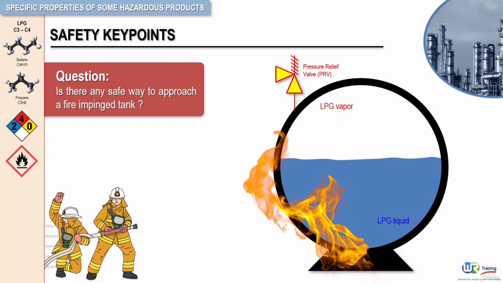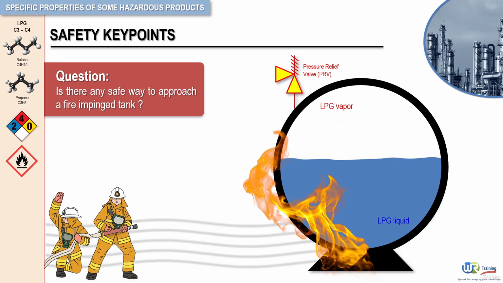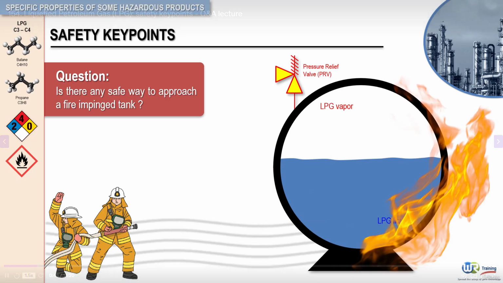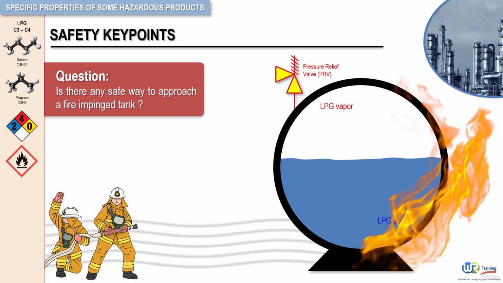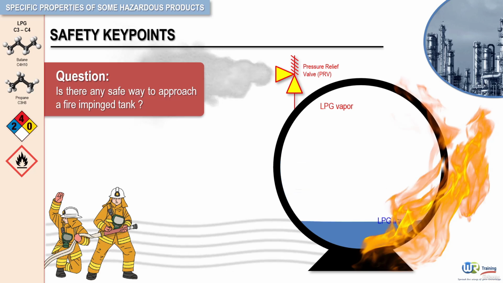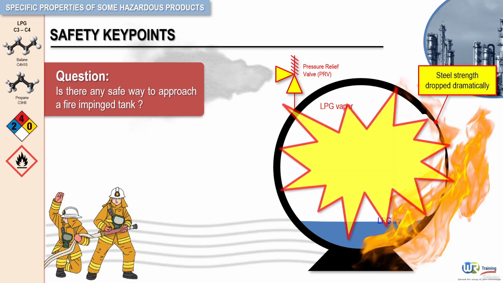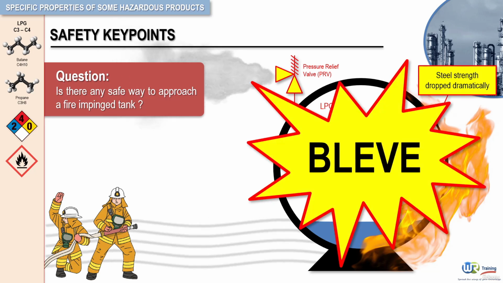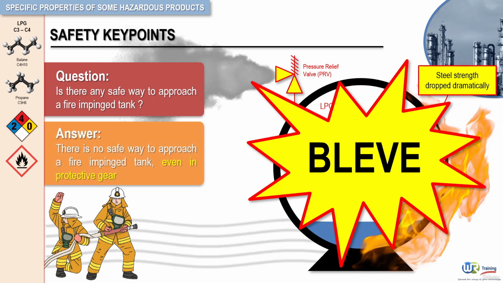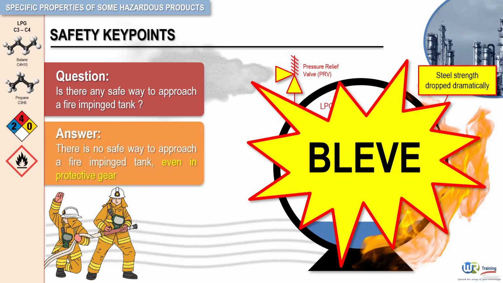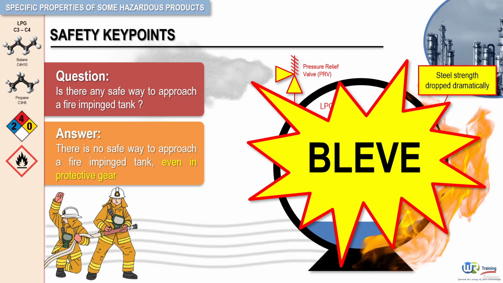Observing with the wind at your back can give you a false sense of security, because wind can blow the fire to the other side of the tank, so you may not see it contacting the tank. The tank may burst away from you, but the projectiles can still come in your direction. It is unpredictable. The fact is, there is no safe way to approach a fire-impinged tank, even in protective gear. If you're looking at a big tank, a tank truck or a tank car, even a fire truck won't be a big enough shield to protect you.